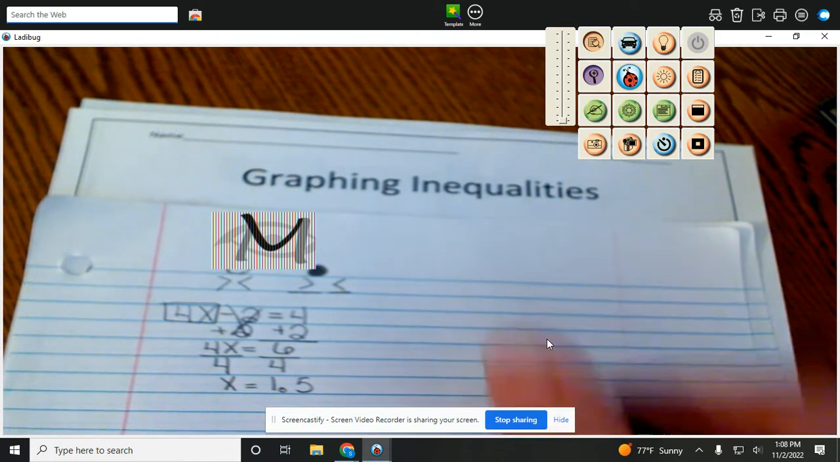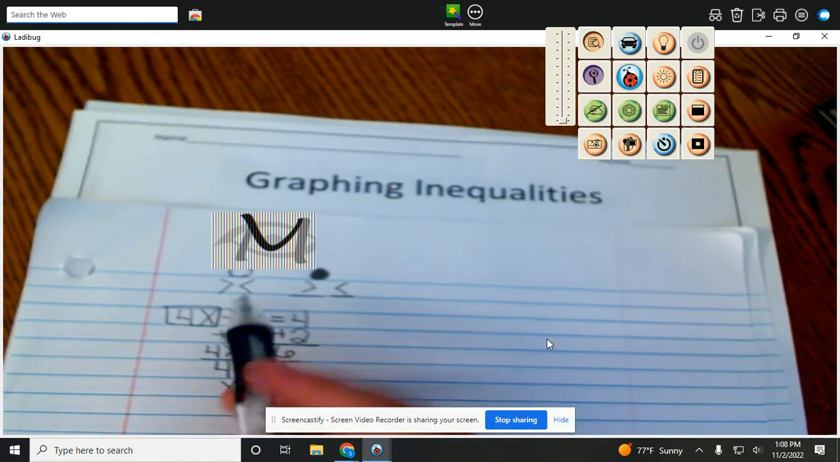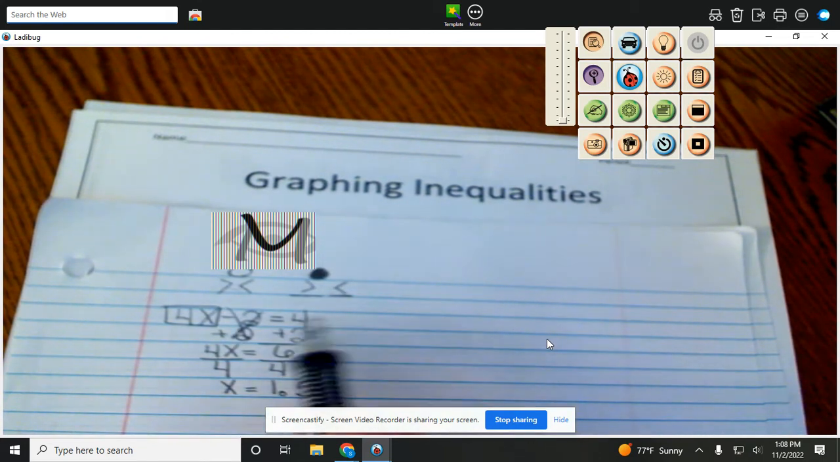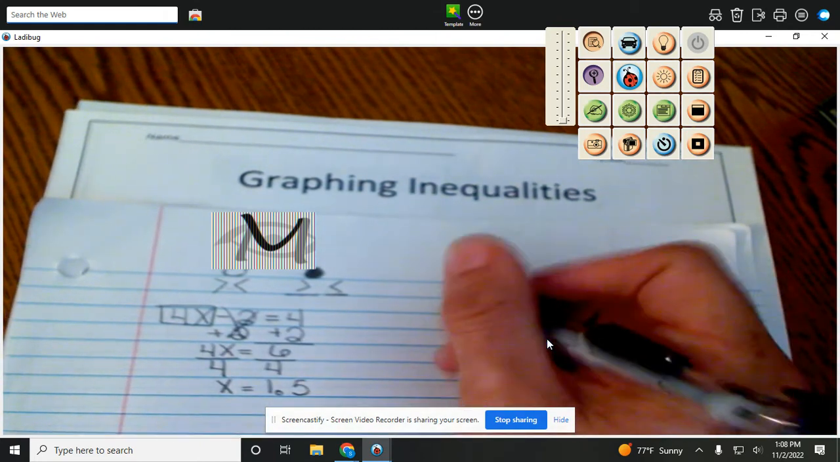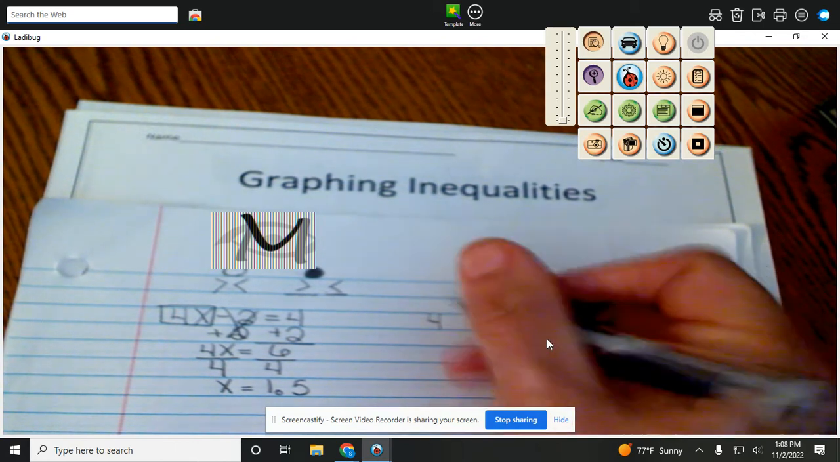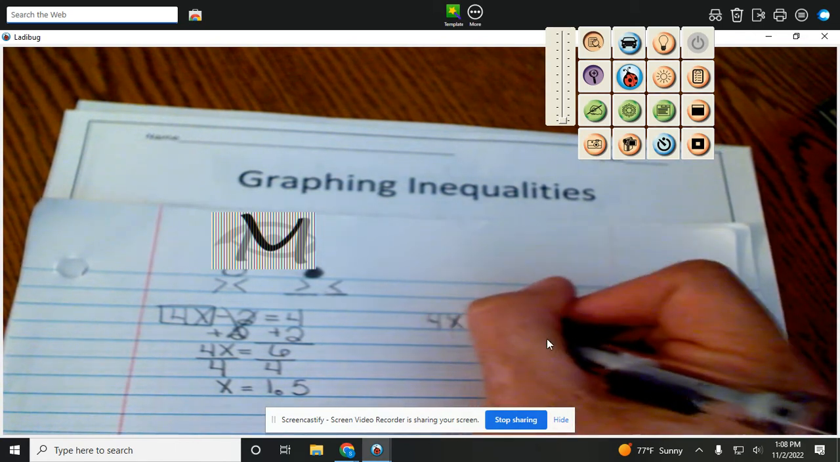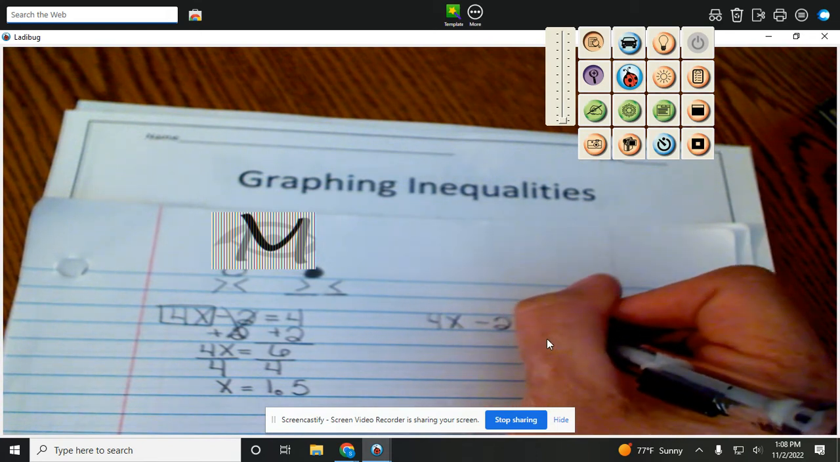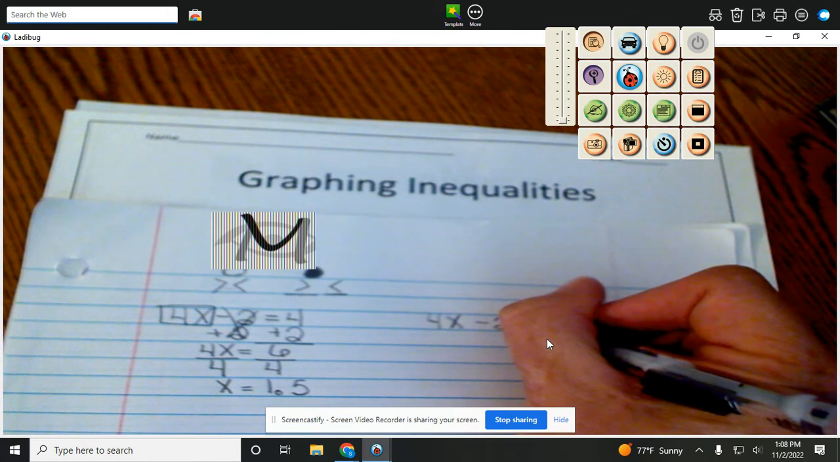The only thing that we're going to look at today is that we're going to replace the equal sign with one of our fancy little alligator mouths, a greater than or less than sign. So we're going to use the exact same example that we did with our warm-up. But this one, let's say that 4x minus 2 is less than 4.